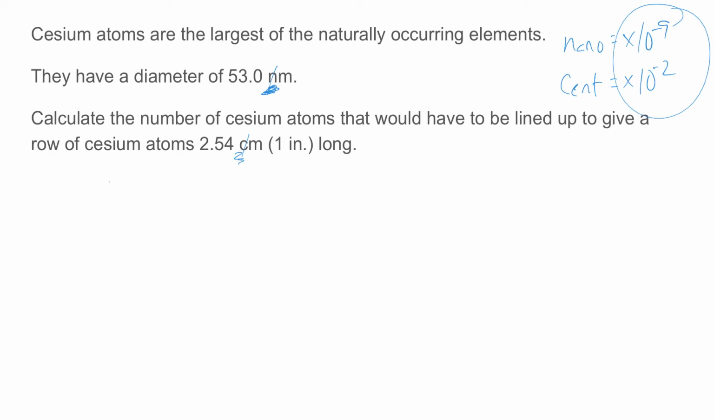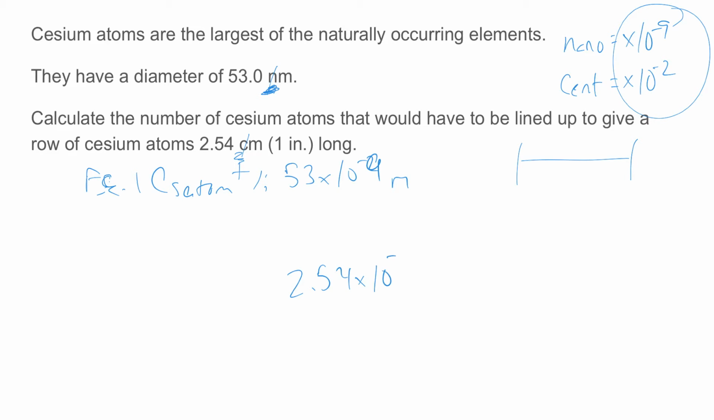So for every one cesium atom, there is 53 times 10 to the negative 9th meters. We also know that we want this thing to not be 53 times 10 to the negative 9th meters. We want it to be 2.54 times 10 to the negative 2nd meters.